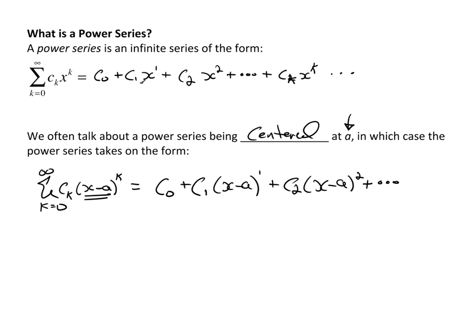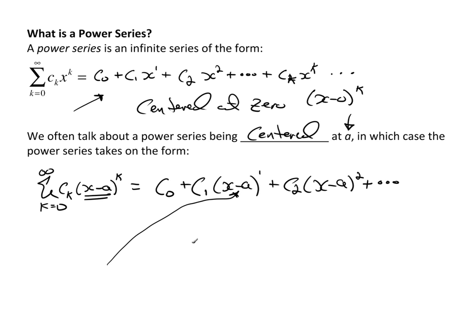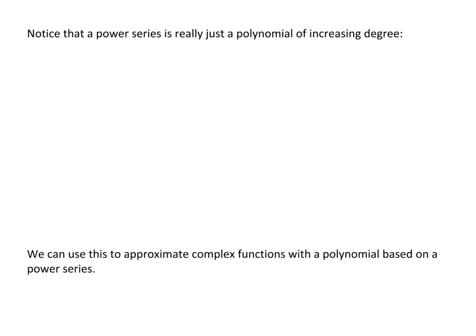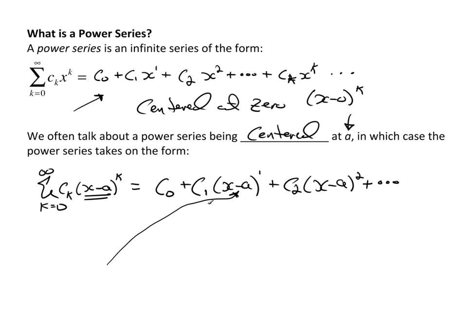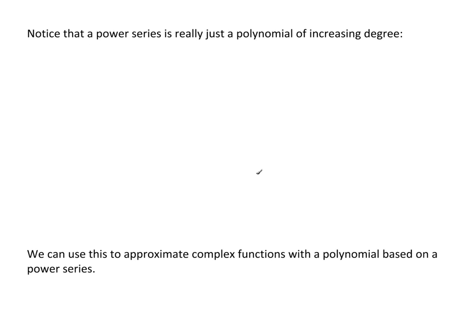So this power series up here is actually centered at 0, because this x right here is actually x minus 0 to the k. So this is centered at 0, and this down here is centered at a. Notice that a power series is actually just a polynomial of increasing degree. See, this is just a polynomial, and it is by increasing degree.